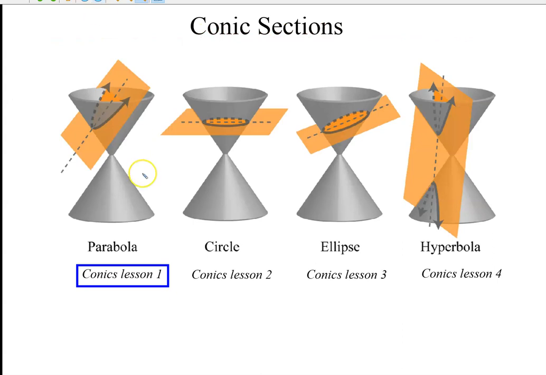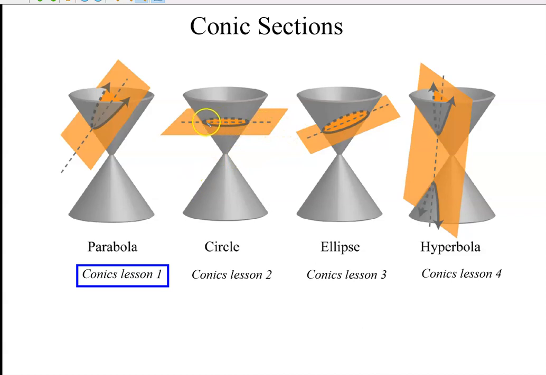if you can just take a look at our pictures here. If you take what is known as a double nap cone, pictured here, and if you slice the cone with a plane, a flat surface, in certain ways, for example, if you angle the cone so that the plane is parallel to the surface, notice how the plane runs parallel to the outer edge of the cone, then you're going to make the shape of a parabola. And that's going to be the focus of today's lesson.